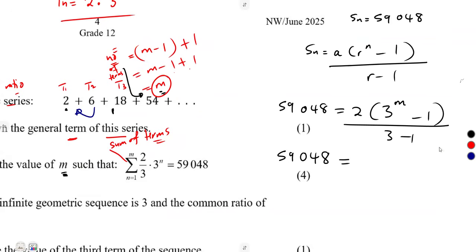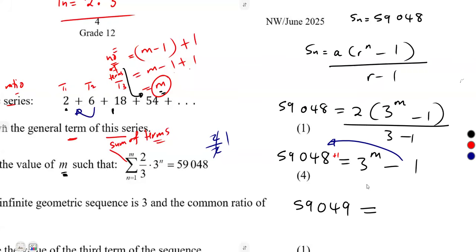So this was going to give us 59,048, which is equal to, this here is just going to divide and cancel. So it's 2 over 2, which is 1. So you're going to remain with 3 to the exponent of M minus 1. Taking the minus 1 to the other side, that was going to be a positive 1 here. So you're going to obtain 59,049 equal to 3 to the exponent of M.